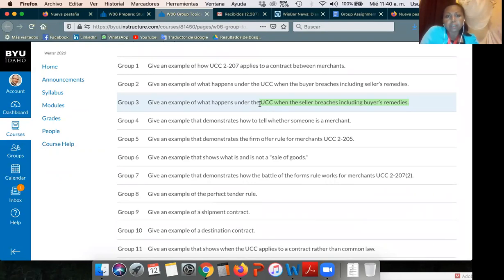We are talking about the UCC when the seller breached the contract, for remedy, including buyer's remedies. But I was thinking about the UCC. Is it not only about contracts with goods, not including property? Yeah, it has something about that. They call it chattel, I believe. It's what they call it. And that is covered by the UCC?